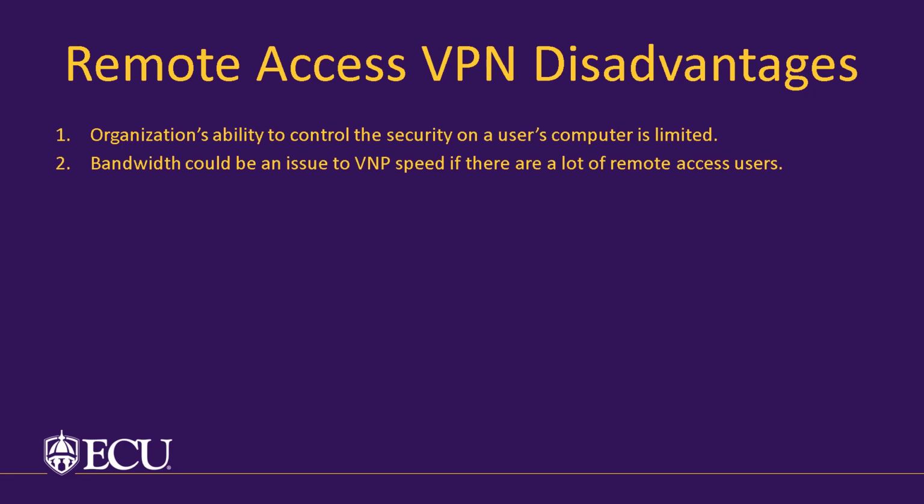and to safeguard themselves. The second disadvantage for a remote access VPN is that bandwidth can be an issue for VPN speed if there are a lot of remote access users. So if you've got 100 remote access users all hitting one VPN concentrator, it's going to slow things down. So this is one of the drawbacks of having a remote access VPN.